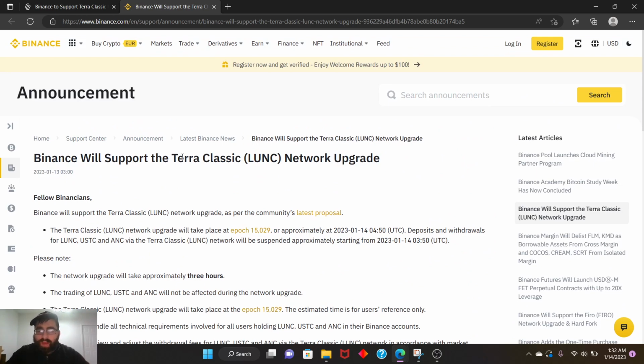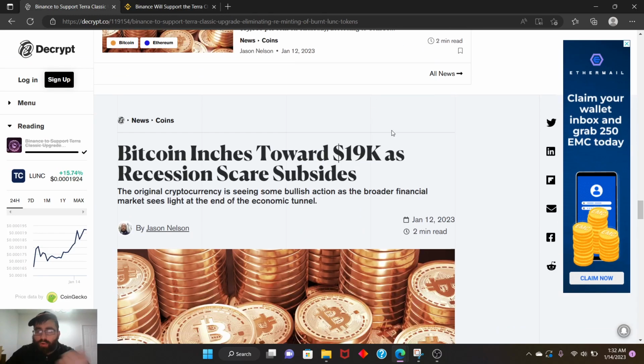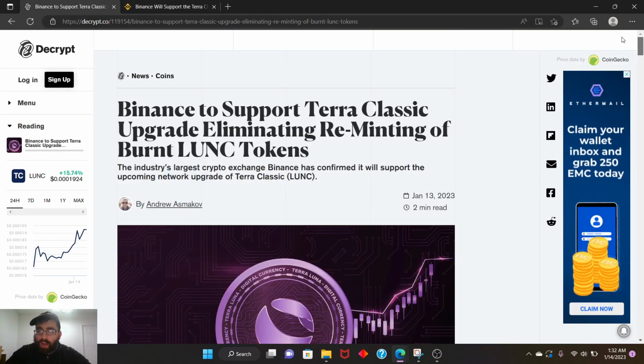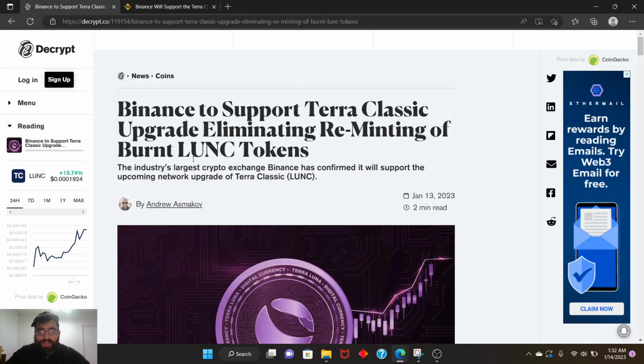So they're going to stop reminting new coins. That's essentially what it means. If I'm wrong, comment down below and correct me, because I could be wrong. I'm not your financial advisor either way, right?